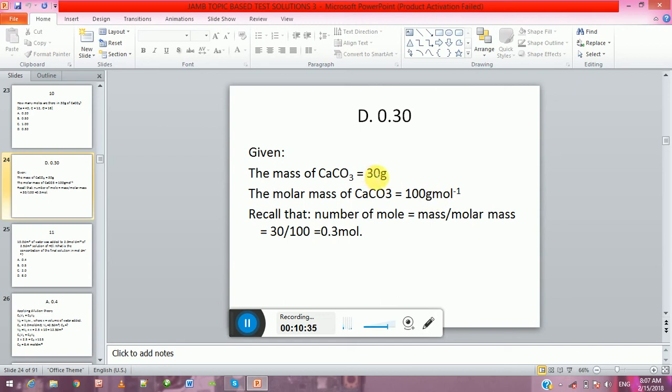But you're looking at the moles contained in only 30 grams instead of the 100. So you can simply say that 1 mole of calcium carbonate is equal to 100, then X mole of calcium carbonate is equal to 30. To make X the subject of the formula, it will give you 30 over 100, to give 0.3 mole.